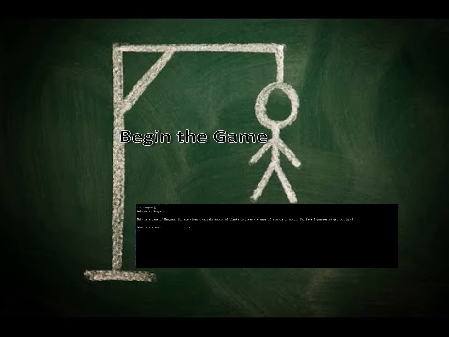The game begins. We create an initial string showing how many letters and blanks are in the word with the guess word variable. Then a while loop is created as the main game loop. It runs while the game variable is true.